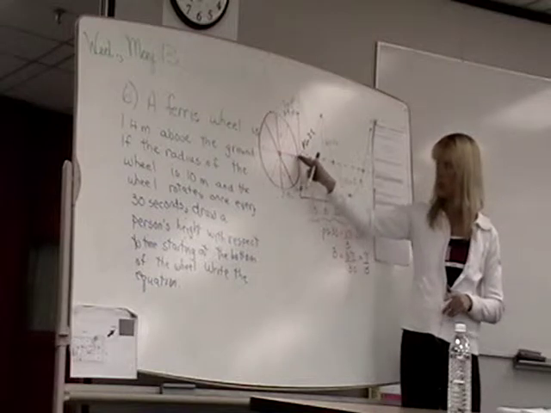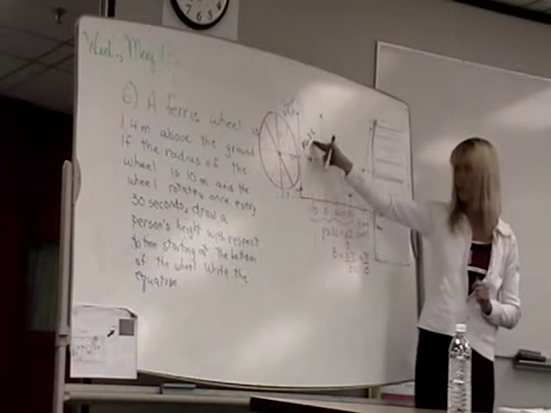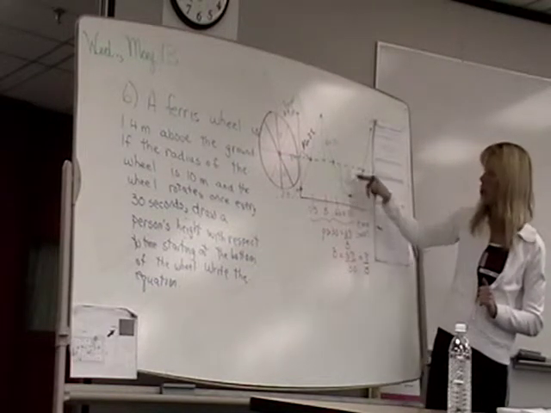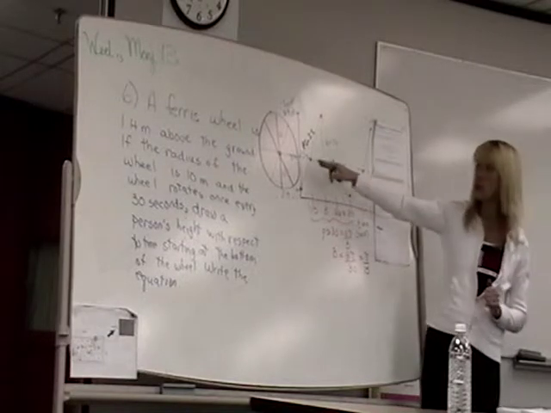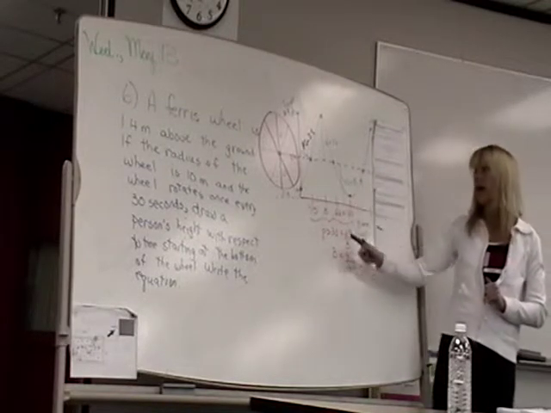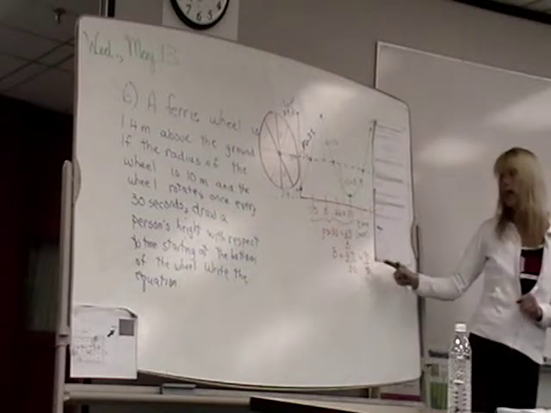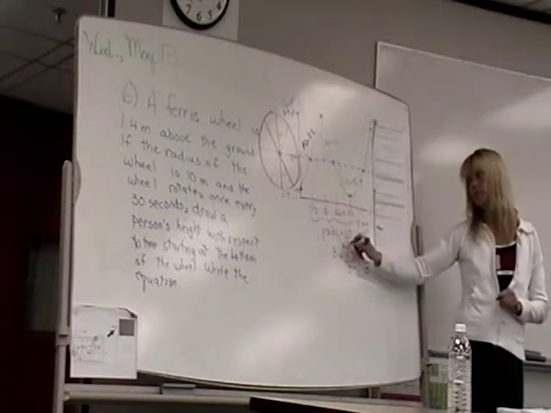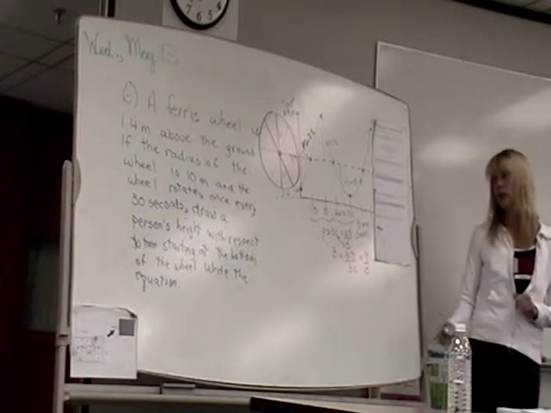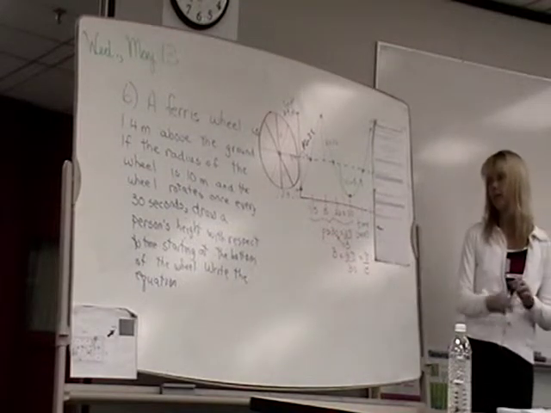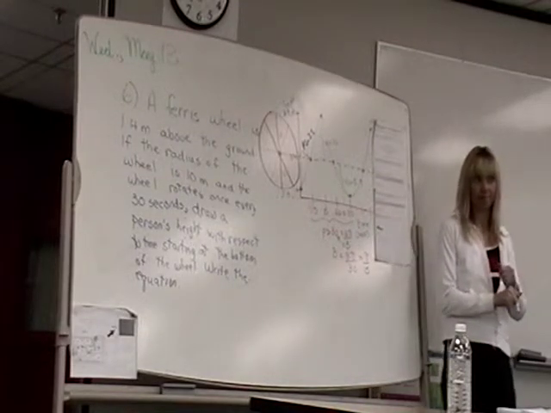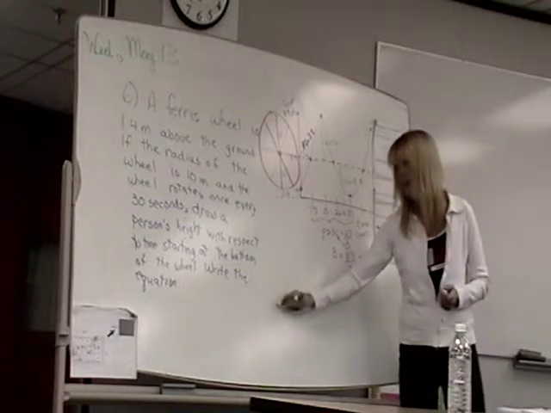So you really want to start it over here. So your phase shift is 7.5. Your vertical shift, going up to your imaginary middle, is 11.4. And your period is 30, which equals 2 pi over b. You can cross multiply and get 30b equals 2 pi, so divide by 30 and you get b equals pi over 15. Now you plug into the formula.